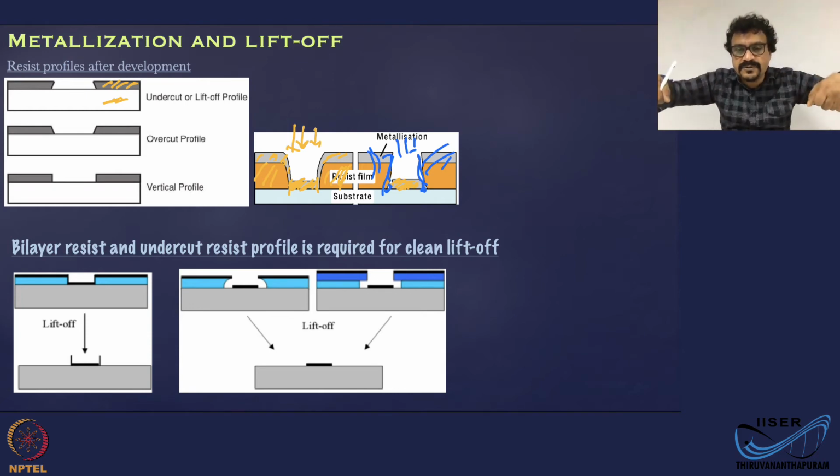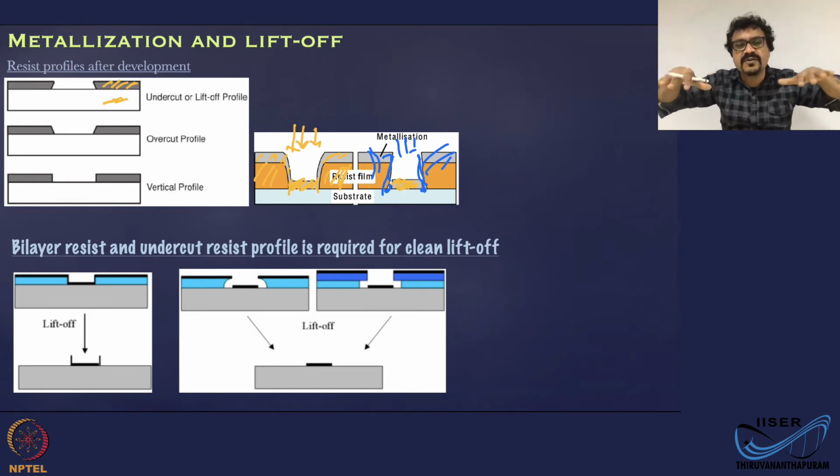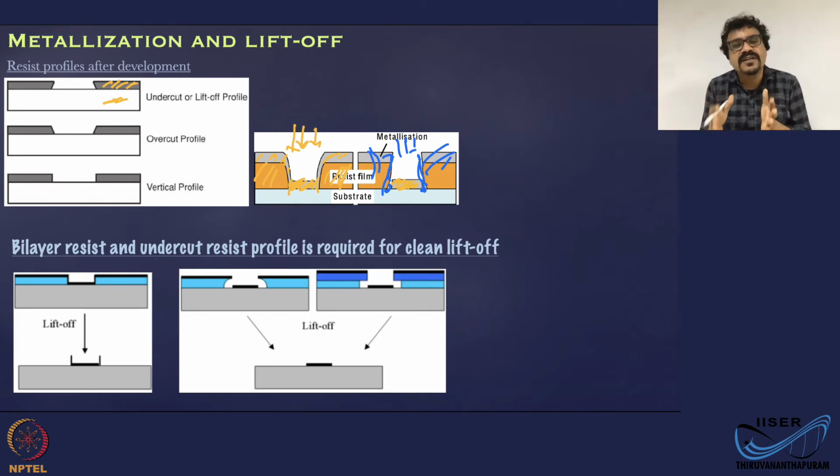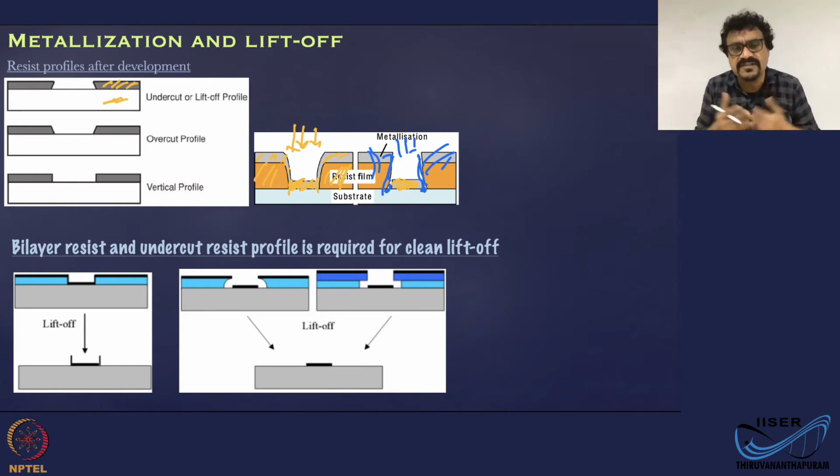So when you try to lift off the metal which is on the resist side, which is not developed, all the metal will get lifted off, or some of the metal pieces will stay there, so you will end up getting a distorted or continuous pattern. Wherever you want a break, you won't get it, because you'll have pieces of metal left and pieces of metal broken where you want it. All these undesired effects will be there.